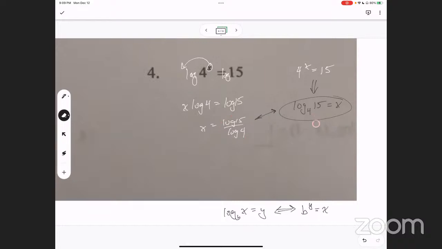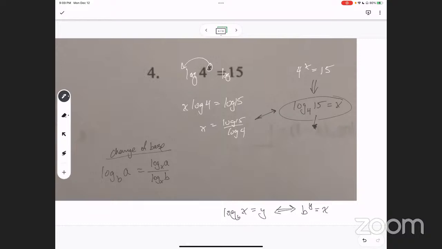Do you remember the change of base formula? Have you learned the change of base? I don't think so. The change of base formula says this. I don't know if they've taught you that yet. No, I don't think so. So the change of base formula says that the log base b of a is equal to the log base whatever you want of a over the log of that same base of b.